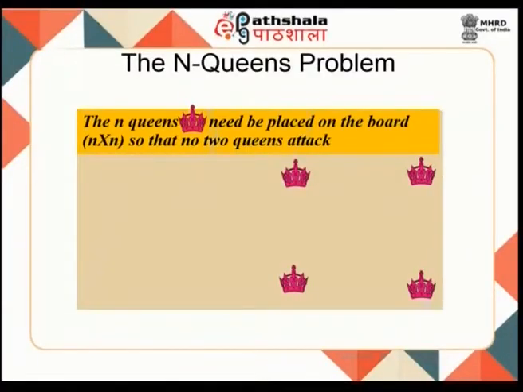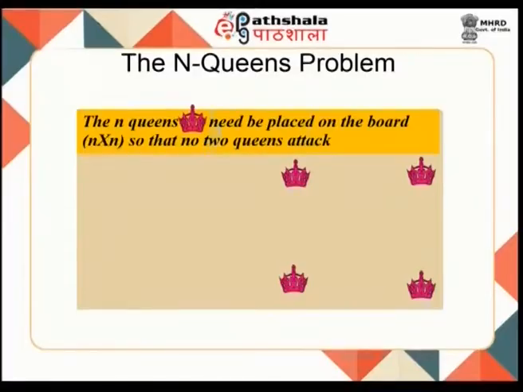Now, let us talk about another interesting problem which uses a stack, and that is again a backtracking problem, the n-queens problem. The n-queens problem is an interesting problem that is discussed in many topics of computer science, especially in AI. So, what is this problem? This problem says that you have n queens that have to be placed on a board of n cross n, so that no two queens attack.